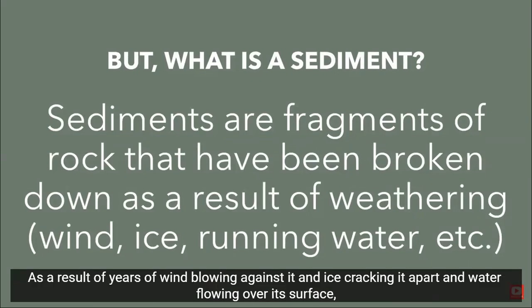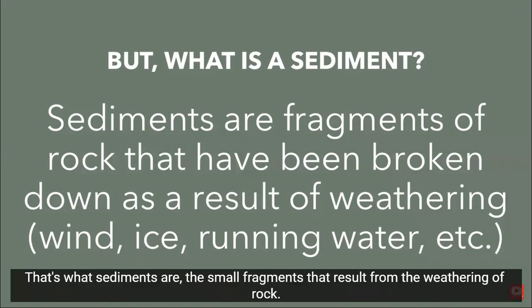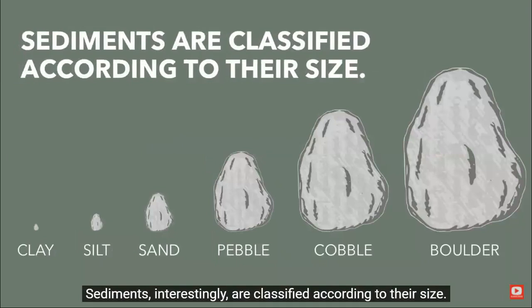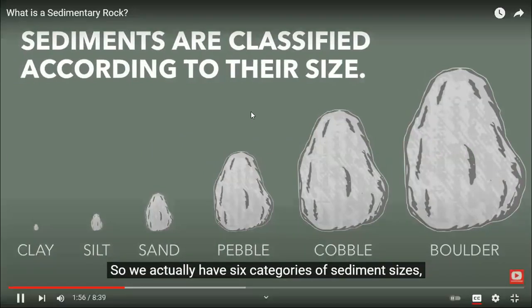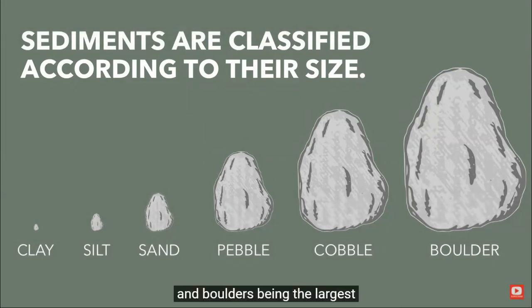As a result of years of wind blowing against it and ice cracking it apart and water flowing over its surface, it will have broken down into smaller and smaller pieces. That's what sediments are, the small fragments that result from the weathering of rock. Sediments, interestingly, are classified according to their size. So we actually have 6 categories of sediment sizes, the smallest being clay, then silt, then sand, then pebbles, cobbles, and boulders being the largest.